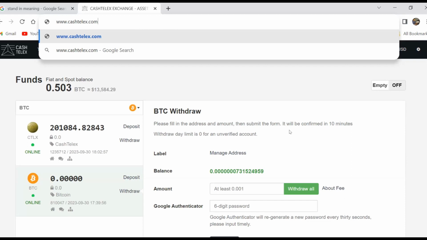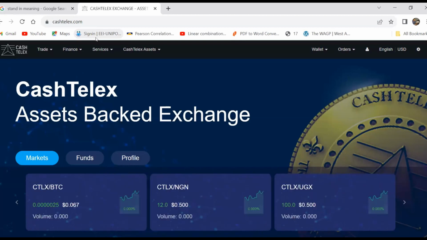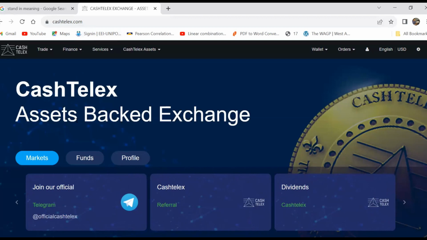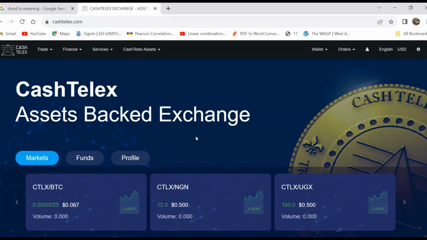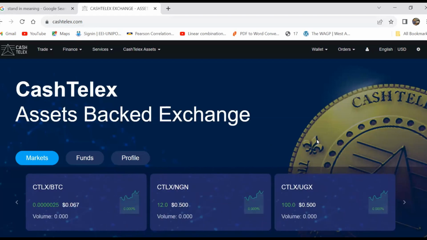So the first thing I'm going to do is type www.cashtelex.com, which I've already typed here. I'm going to press enter. You can see my screen. This is the CashTelex website, which, as you can see from my cursor, says CashTelex Asset Back Exchange. I've been able to go to the website, so the next thing I want to do is sign in so that I can trade.